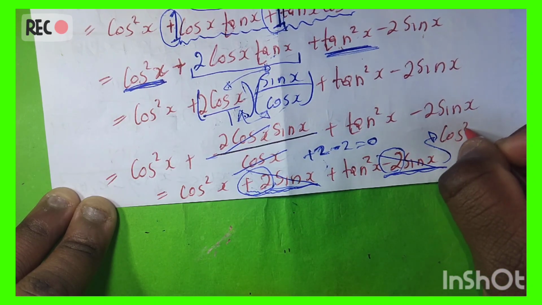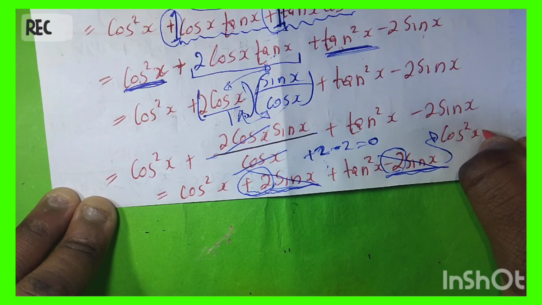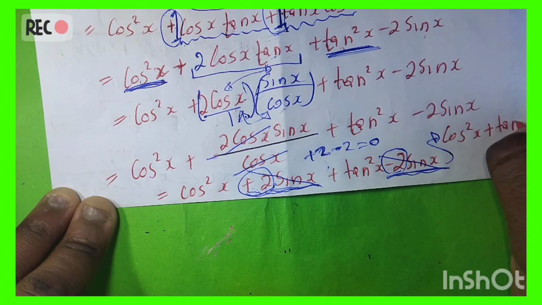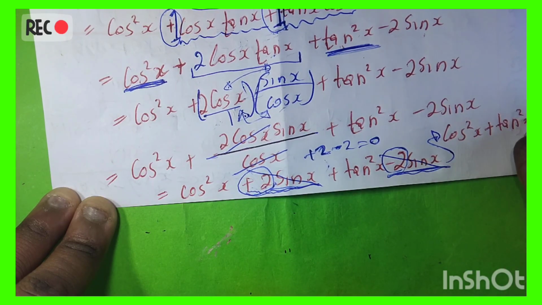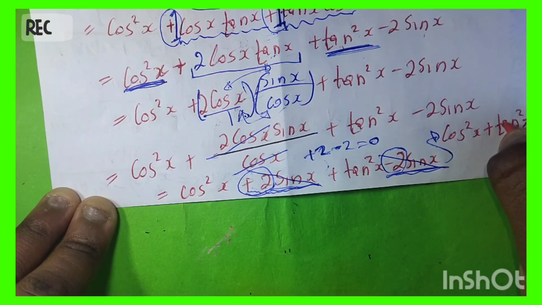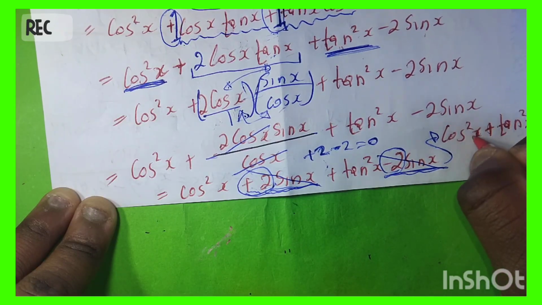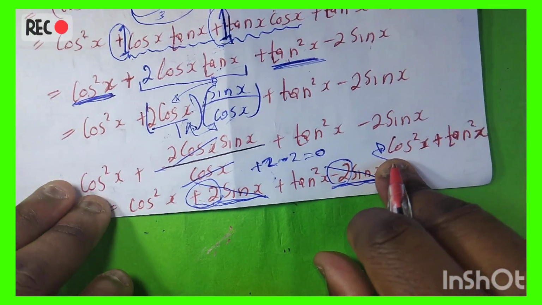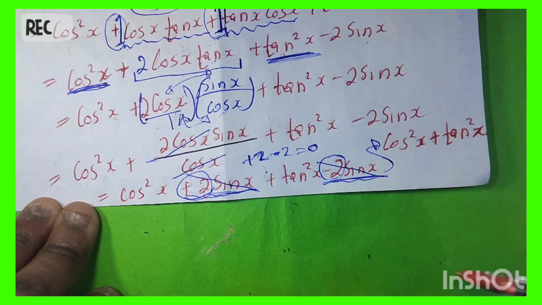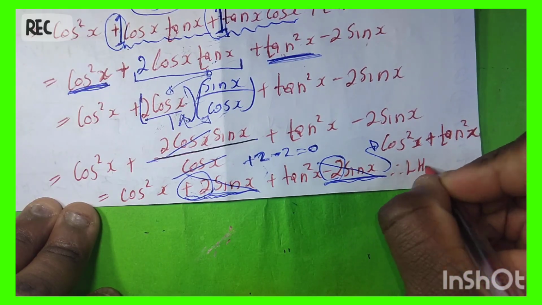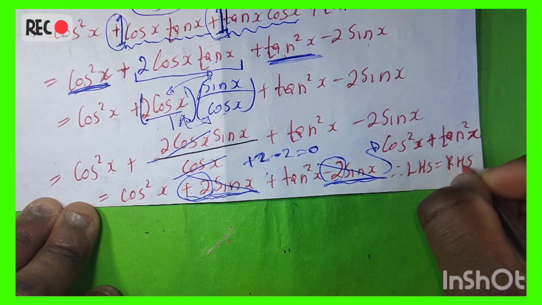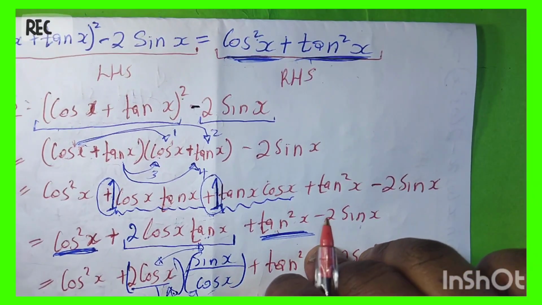We'll end up with cos x plus tan x there, just like this, which is what we are proving, by the way. It is what we are proving here. Therefore, left hand side equal to right hand side. This is what I'm proving there.